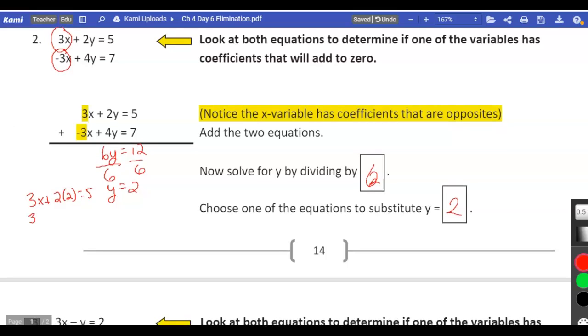Okay, so we have 3x plus 4 equals 5. And then we subtract 4. 3x equals 1. So x is going to equal, when we divide by 3, x is going to equal 1/3. So our answer is 1/3 comma 2.